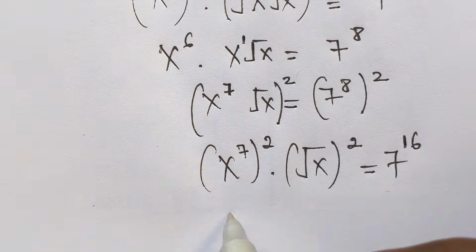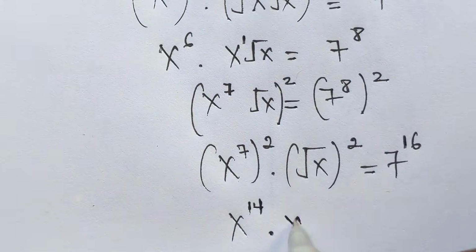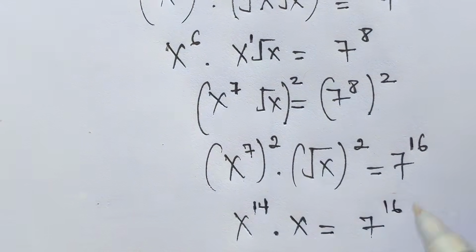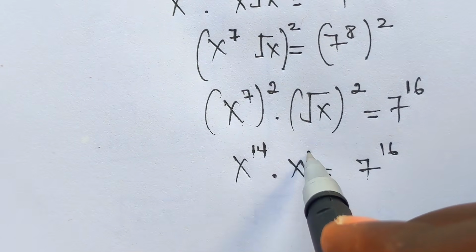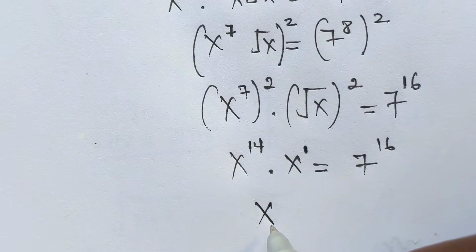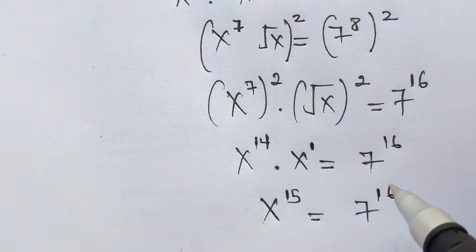At this stage we have x power 14 times x, which equals 7 power 16. And remember that here you have an invisible power, which is x power 1, and we shall say that x power 15 equals 7 power 16.